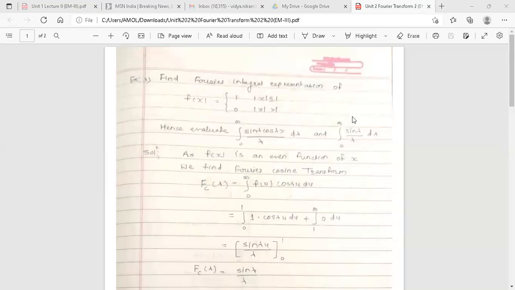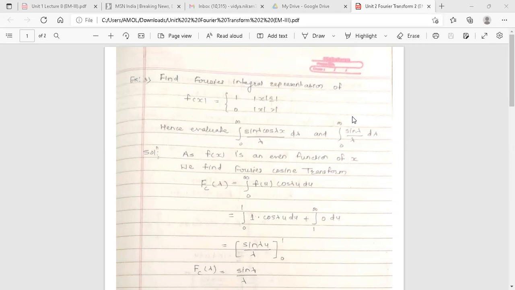Hello, dear students. This is your engineering mathematics 3 lecture. In the last lecture, we had started the second unit, and the first topic in the second unit is the Fourier transform.